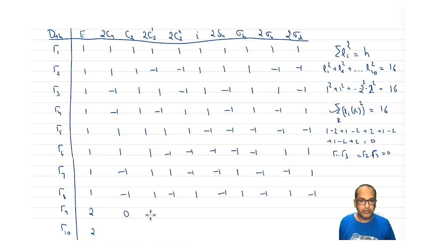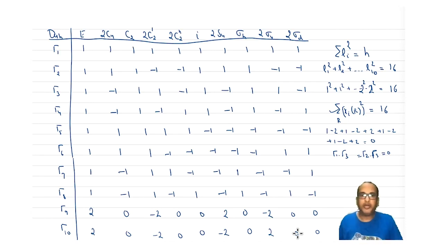And for 2D, using the same rules, you can find out the characters for 2D also. So you have 2, 0, minus 2, 0, 0, 2, 0, minus 2, 0, 0. And for this one, 2, 0, minus 2, 0, 0, minus 2, 0, 2, 0, 0. You must also appreciate the fact that all the irreducible representations are uniquely defined by different characters. None of these two will have the same characters at all places, so there would be some difference so that they are uniquely defined.